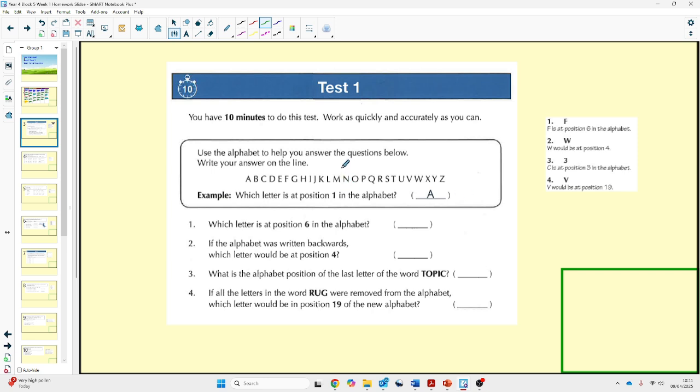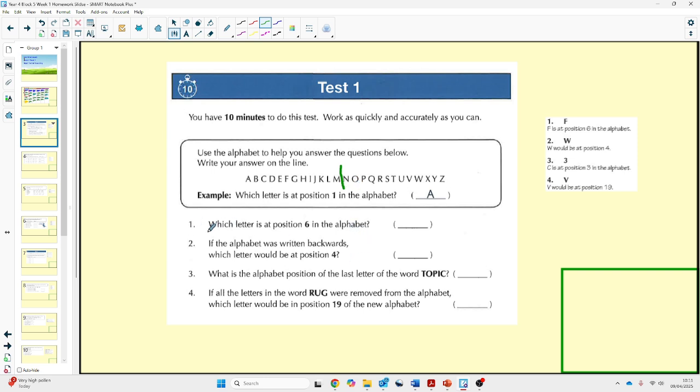I often think it's worth considering that when you split it down the middle, we've got that mirrored alphabet as well, so it goes A, Z, B, Y, C, X and continually up until M and N. So let's have a look at the first question.